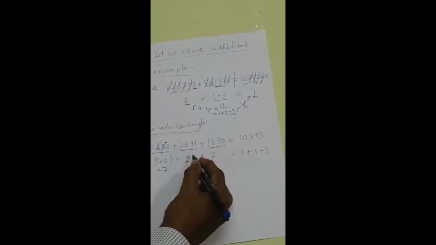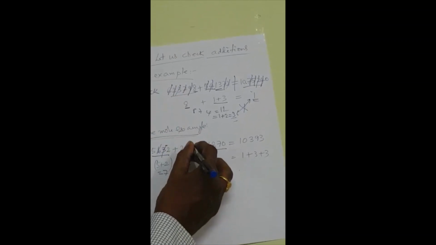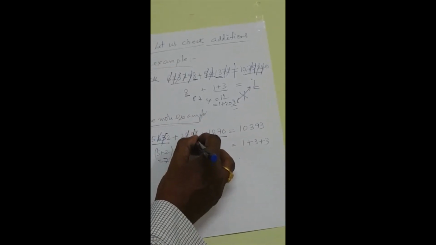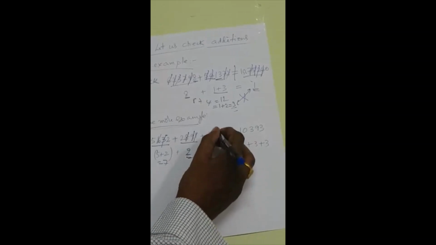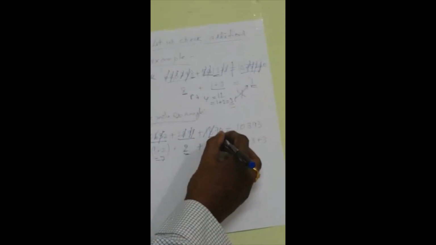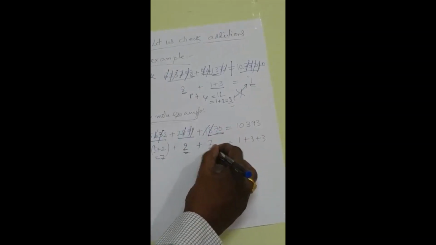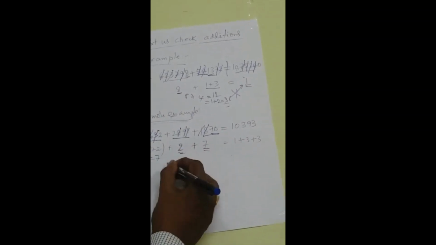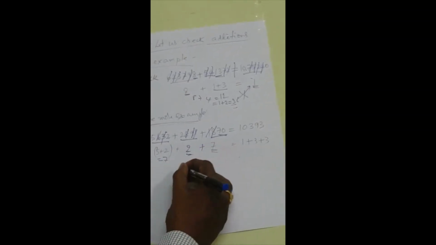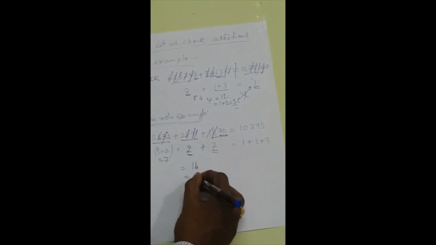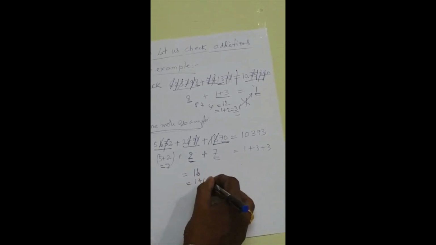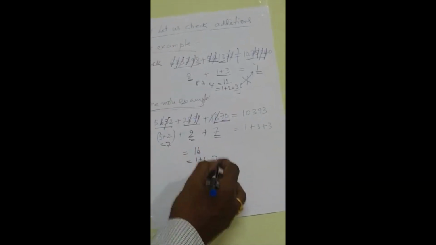Here 2891. Here you cancel 8 and 1 and single digit 9. You are left with 2. So here also you cancel 8 and 1. You are left with 7 and 0. 7 plus 0 is 7. So here 7 plus 2 plus 7 is equal to 16. And this is equal to 1 plus 6 is equal to 7. So the left hand side you got 7.